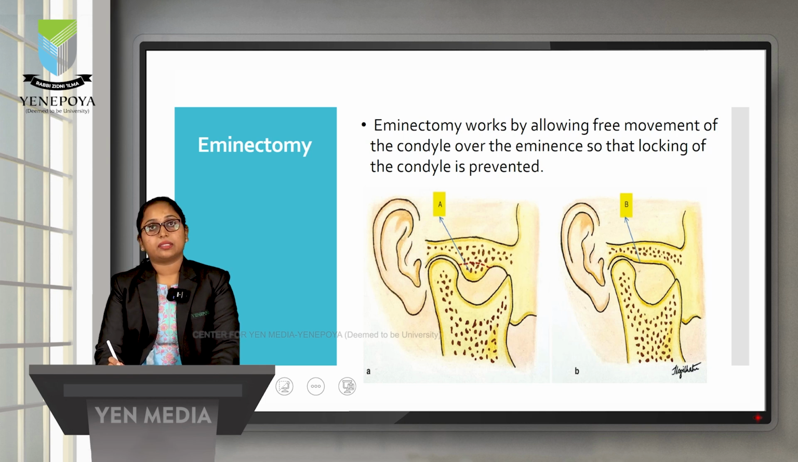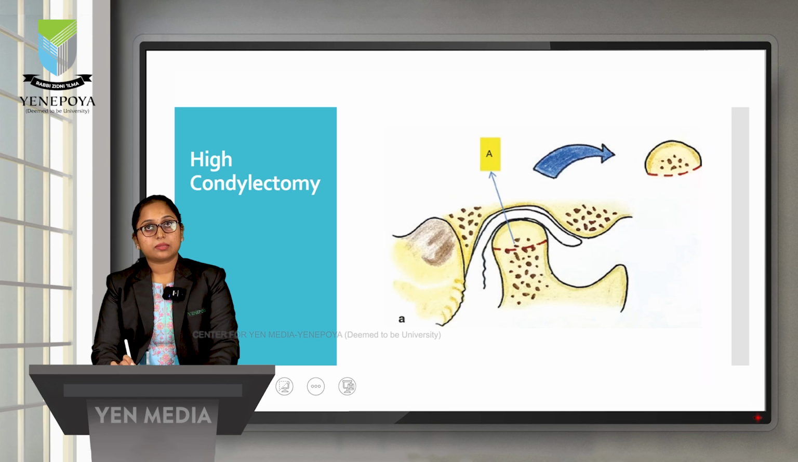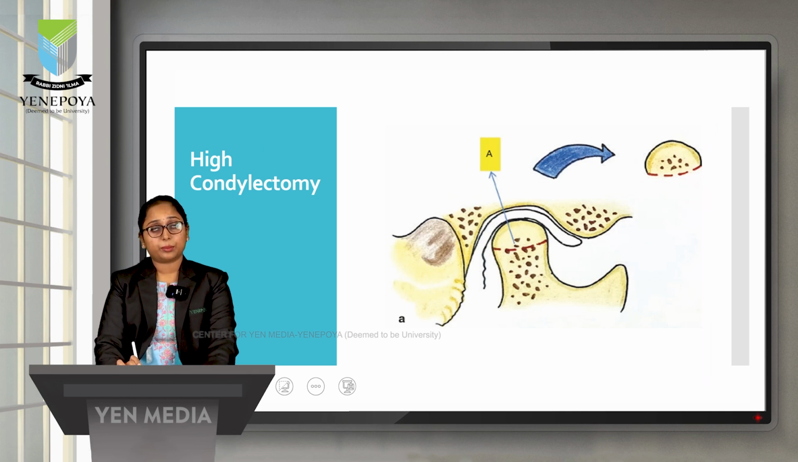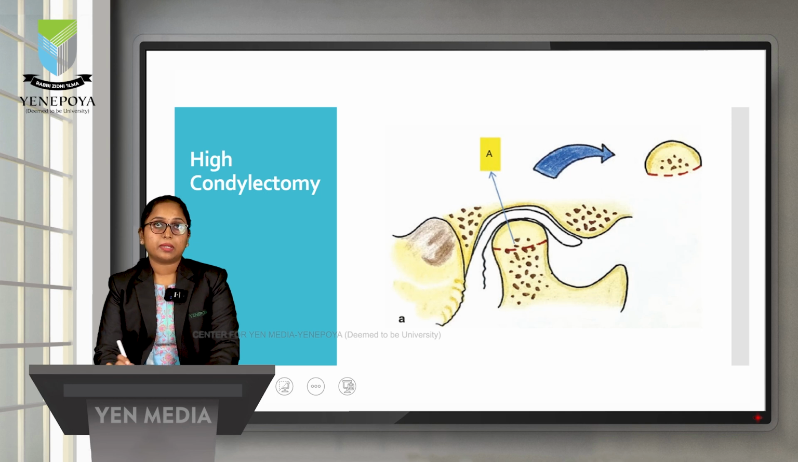Next is eminectomy. Eminectomy is basically you are removing the obstacle. So, eminectomy works by allowing free movement of the condyle over the eminence, so that the locking of the condyle is prevented, so that there will be a free movement of the condyle in and out of the glenoid fossa. The high condylectomy works in a similar way as eminectomy. You are removing 2 to 3 mm of the condyle, and then this also facilitates easy movement of the condyle in and out of the glenoid fossa.